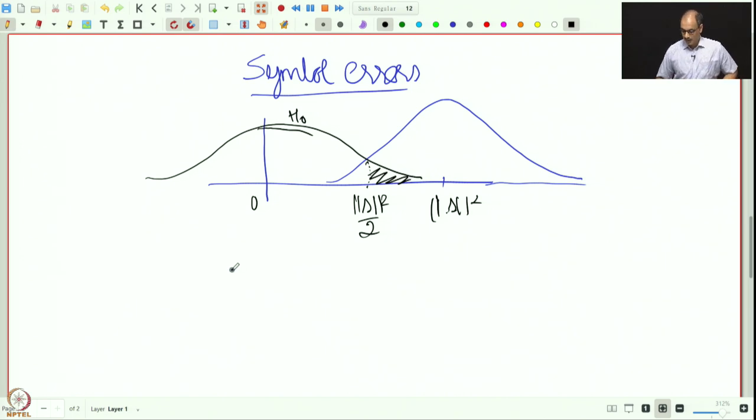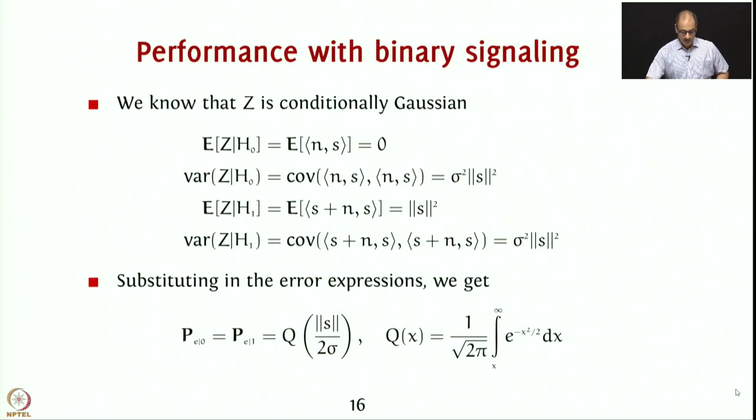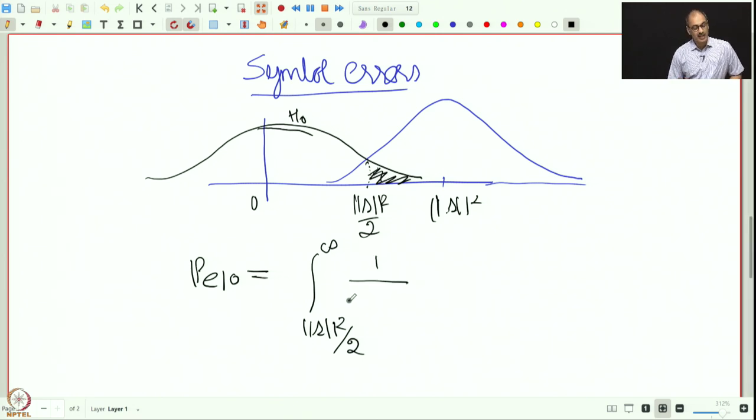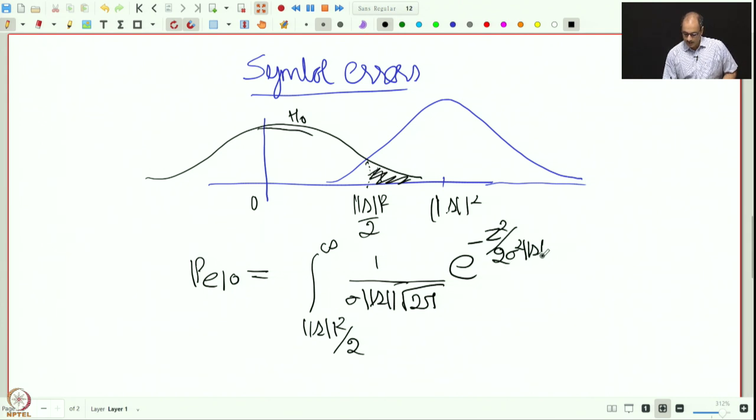Okay, so to do that, under H0, remember what our Z parameters are. Under H0, it is 0 mean and has sigma square norm S square as the variance. Therefore, the probability of error under hypothesis 0, which I write as PE0, is equal to the integral from norm S square by 2 to infinity, because I want to find this area, of 1 upon the root variance, which is sigma norm S root 2 pi. I am writing the formula of a Gaussian. If you remember, it is 1 by sigma root 2 pi e power minus x square by 2. So, sigma norm S root 2 pi e power minus z square by 2 sigma square norm S square dz.